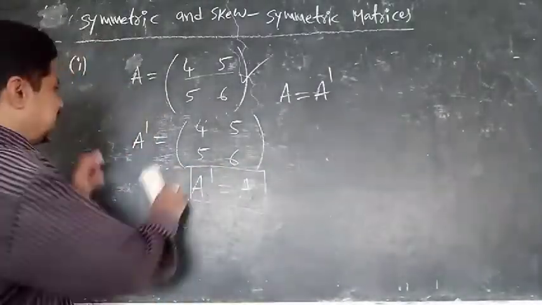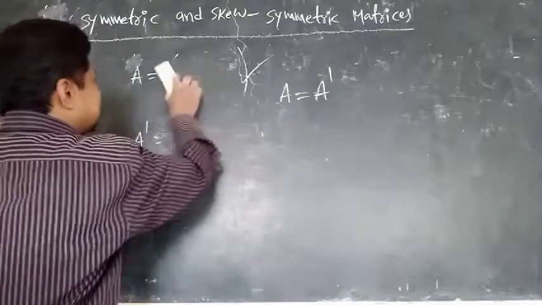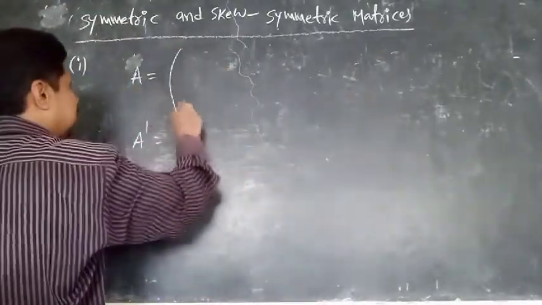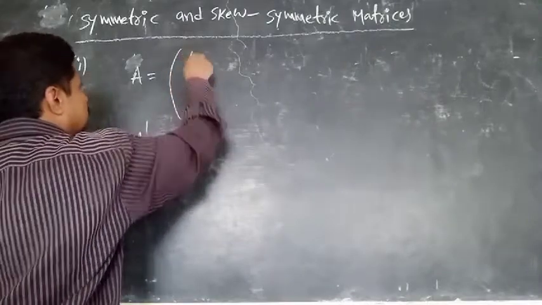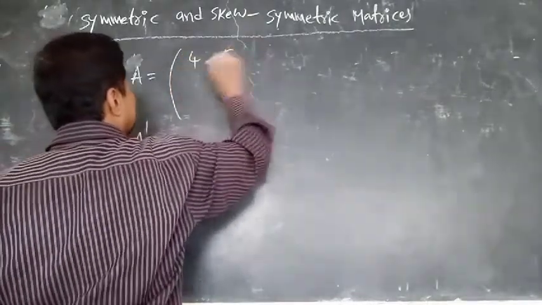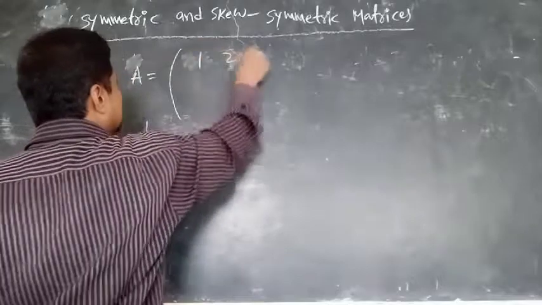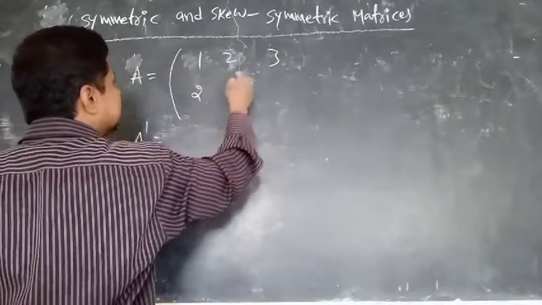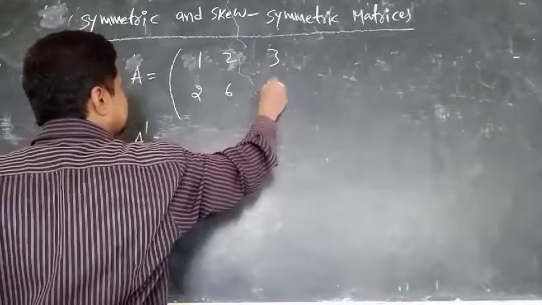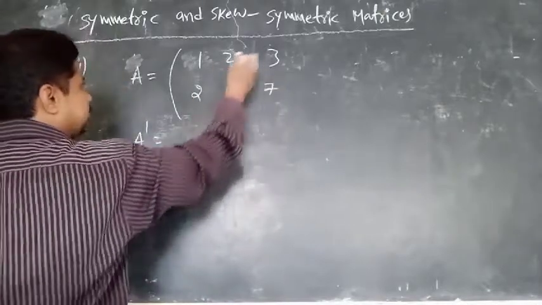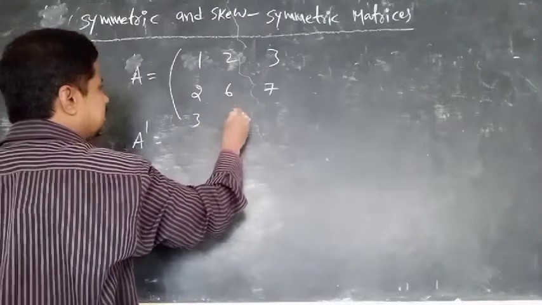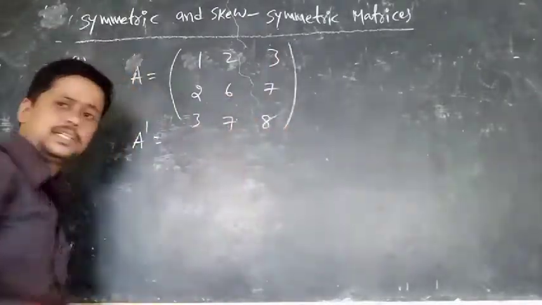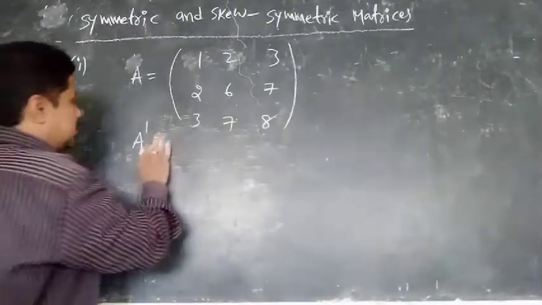Let us take another 3 cross 3 matrix. Row 1: 1, 2, 3. Row 2: 2, 6, 7. Row 3: 3, 7, 8. Check this one. Do the transpose.